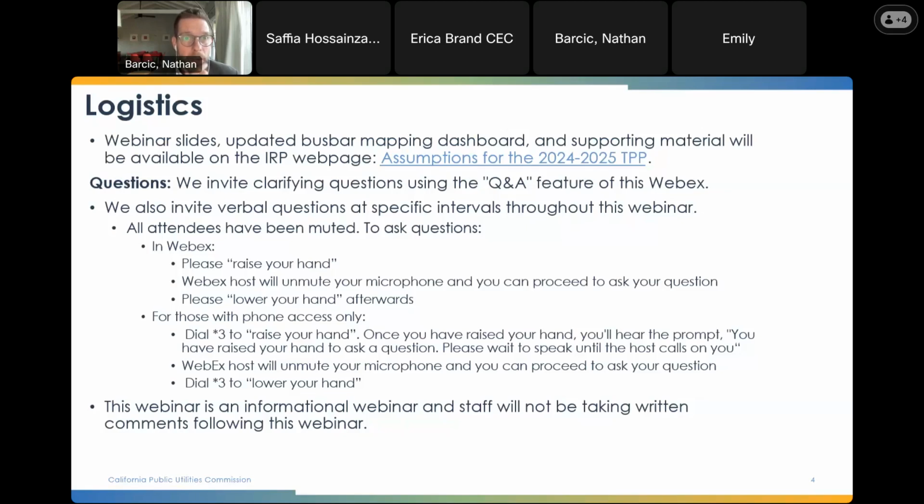But if we do have time, or if it turns out to be more appropriate in certain cases to take verbal questions, we do have a means for doing that. It would require a couple of different actions on your side. You've all been muted by default. We're sorry about that. First you would raise your hand. Then one of us as host will unmute you, and you can lower your hand after you've asked your question. For those of you dialing in by phone and who don't have access to the WebEx, you can do the same raise-your-hand function by pressing *3.